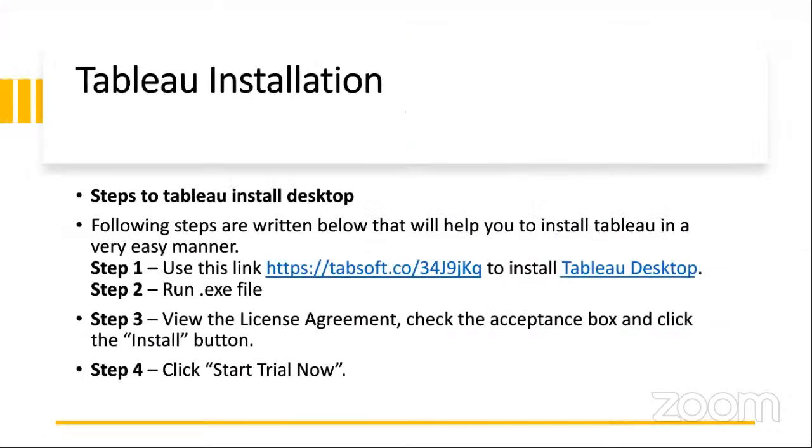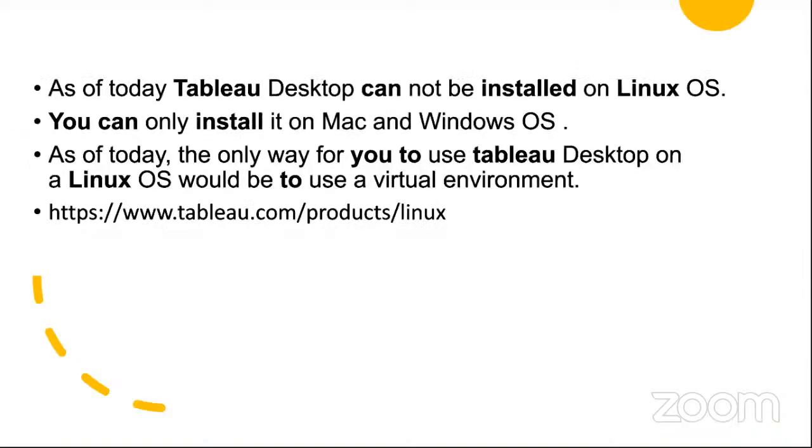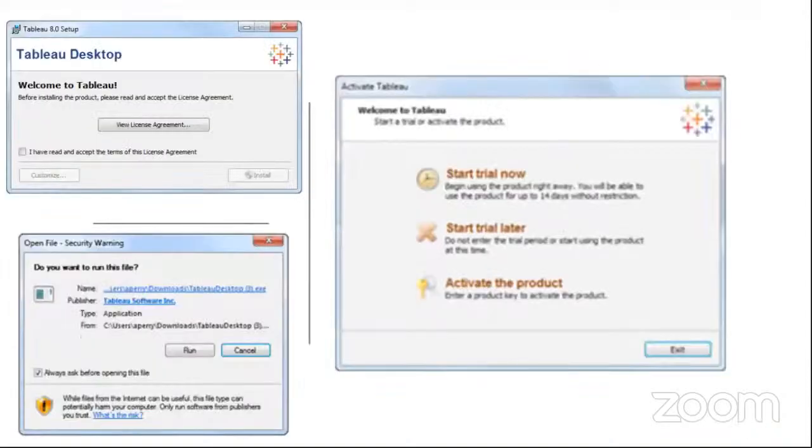Now, the simple step is that this is the link. You can go there. You can simply download Tableau for a 14 day trial version. This is a simple installation of Tableau. It doesn't require anything. You will run the simple desktop and you will exit it. You will get three screens. You don't have to do anything. You just have to download Tableau.